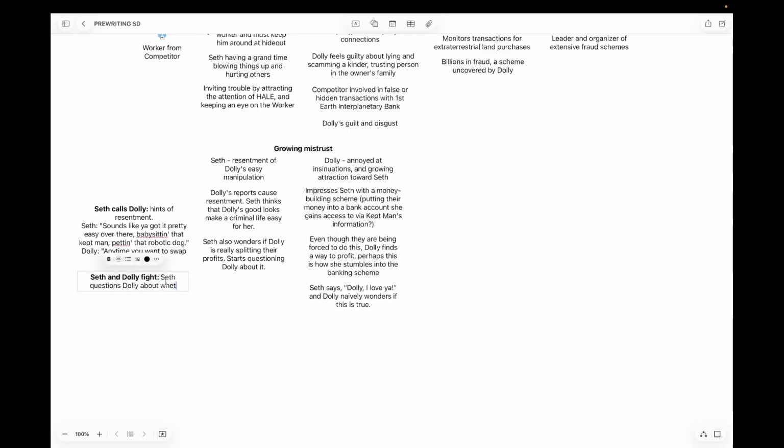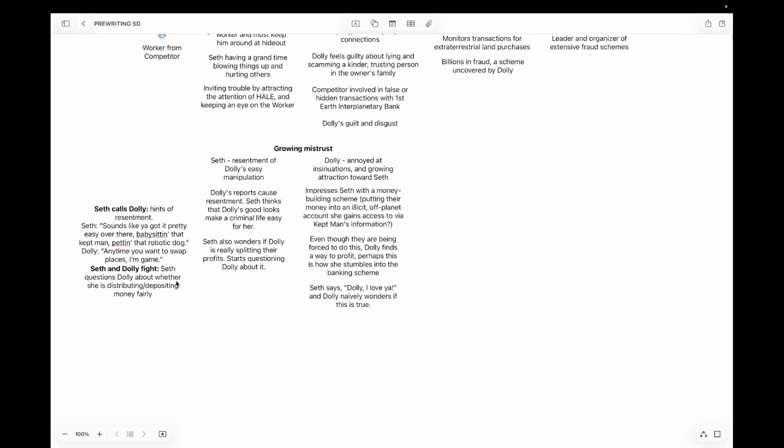Dolly about whether she is depositing money fairly. Maybe there can be like an off-planet account. I like that idea. Yeah. Let's go into an off-planet account, instead of an offshore account, an illicit off-planet account she gains access to via Kepman's information. That might work. That might work.